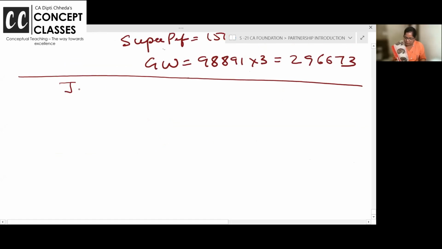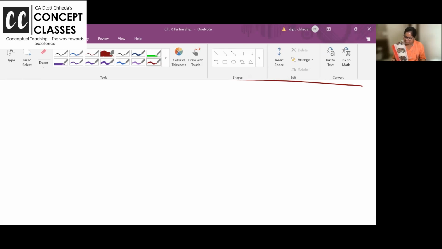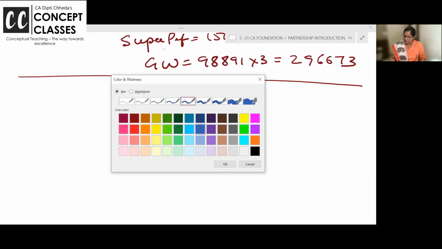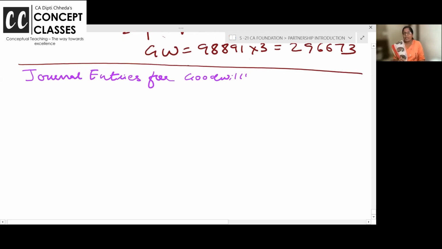Yes, write the heading, all of you. Journal entries for goodwill. Now we know the amount. We are recording the journal entries for goodwill and I'm giving you some concept. Just write with me, example.